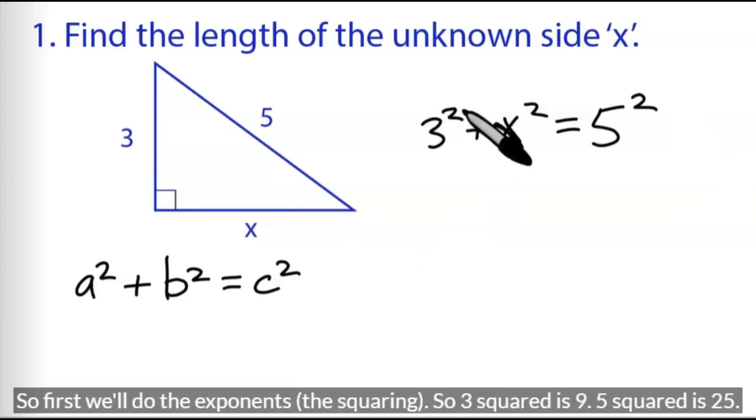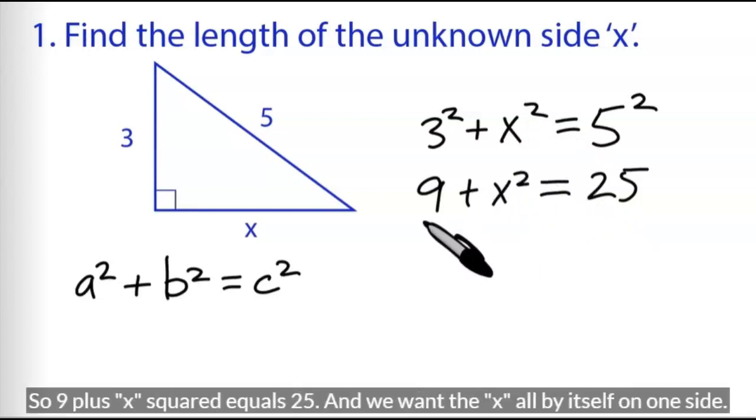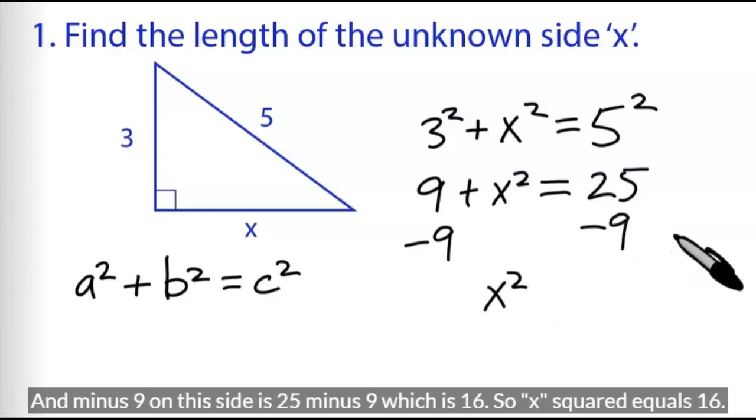All right, so first we'll do the exponents, the squaring. So 3 squared is 9. 5 squared is 25. Then we have the plus x squared right here. Equals, so 9 plus x squared equals 25, and we want the x all by itself on one side, so we'll subtract 9 from both sides. So minus 9 on this side just leaves x squared, and minus 9 on this side is 25 minus 9, which is 16. So x squared equals 16.